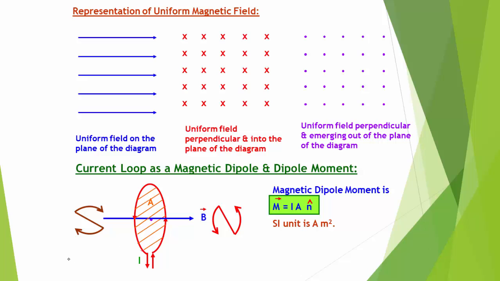Magnetic dipole moment means it is the product of the current flowing through the loop and the area of the loop. The product of the current flowing through the loop and the area of the loop is called the magnetic dipole moment.